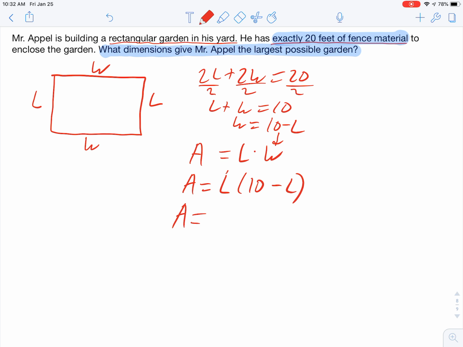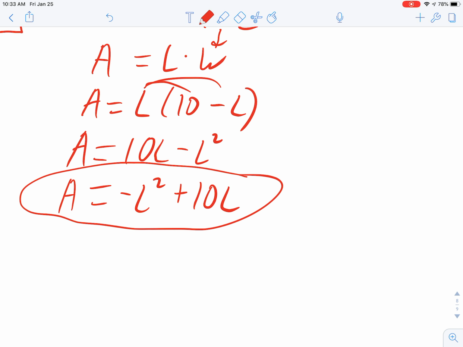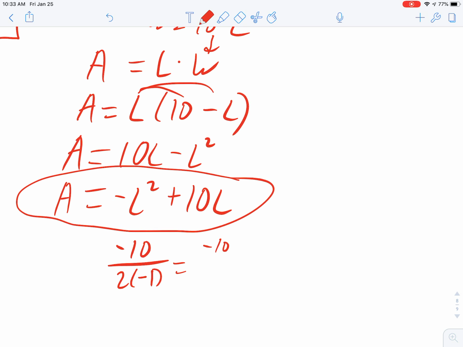I'm going to go ahead and put that in standard form. So that's 10 times L minus L squared, or negative L squared plus 10L. Now I have a function that, given any length, will tell me the area. We want to maximize, because I'm trying to find the largest possible garden. So how do I find the maximum of a quadratic? Negative b over 2a, which is negative 10 over negative 2, which is positive 5.